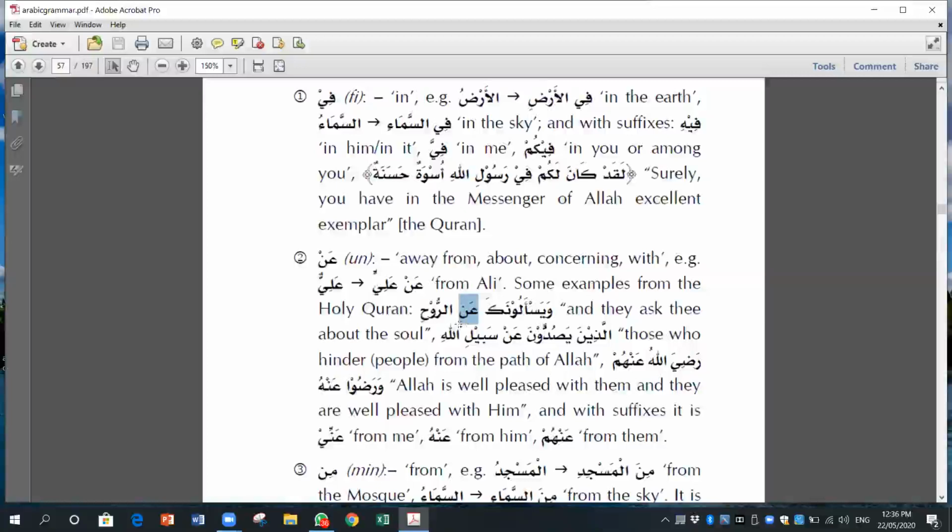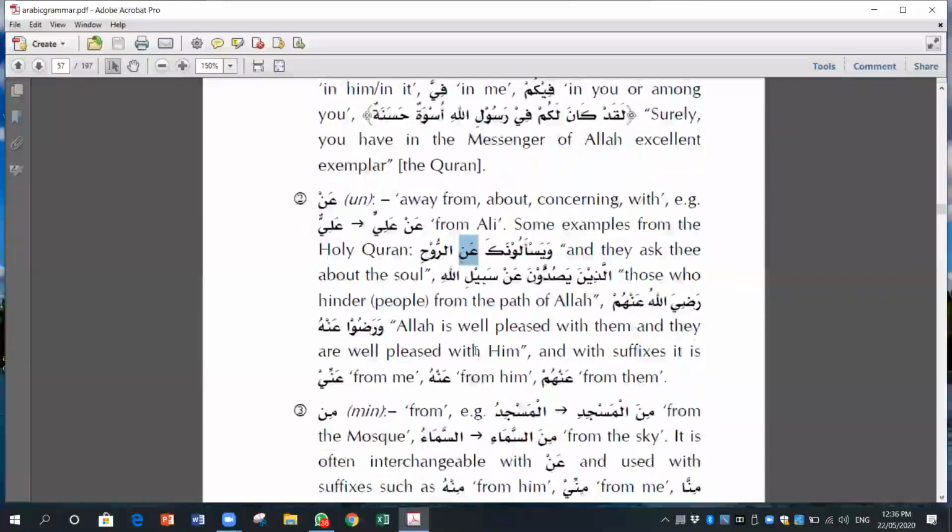Remember, nouns always carry dhamma, pesh. If they carry a fatha or a kasra, there will definitely be a reason. Inshallah, slowly we'll start understanding the reason why it has come like that. So yasaluna kani ruhi, they ask you about. Here an we are translating with about.